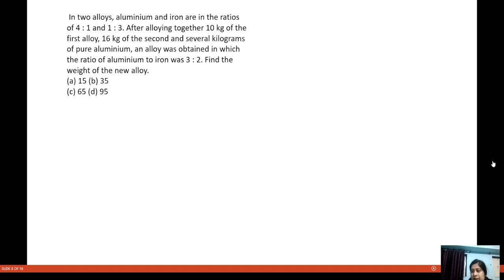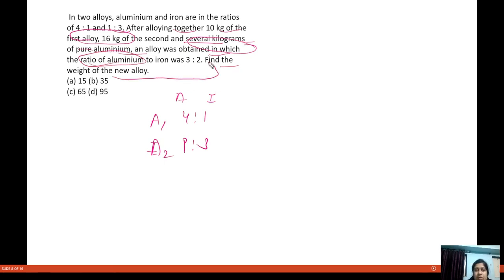Okay, now let's look at the next question. It is saying that in two alloys, aluminium and iron are in the ratio 4 is to 1 and 1 is to 3. So alloy 1 has aluminium and iron in 4 is to 1, and alloy 2 has 1 is to 3. This is aluminium, this is iron. After alloying together 10 kg of the first alloy, 16 kg of the second, and several kilograms of pure aluminium, an alloy was obtained in which the ratio of aluminium to iron was 3 is to 2. Find the weight of the new alloy.